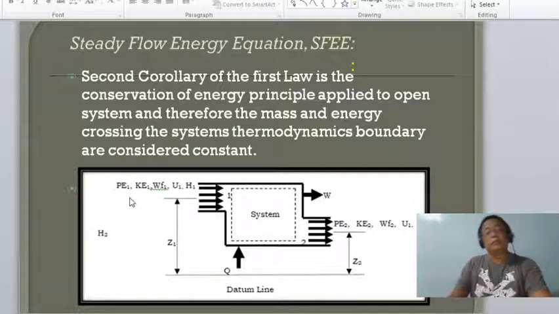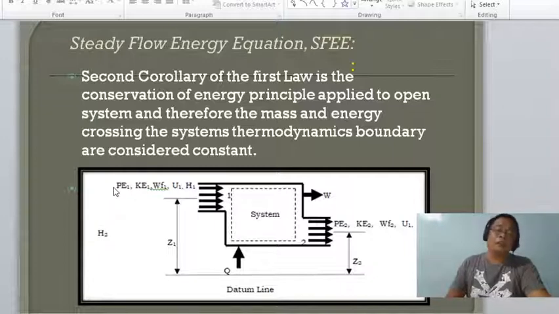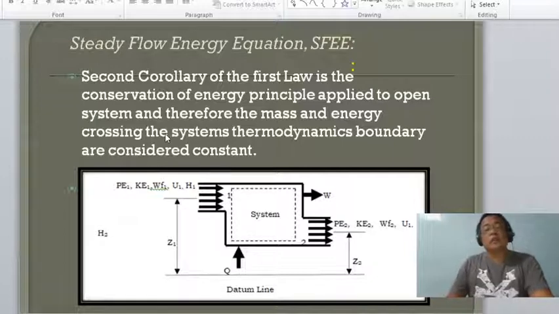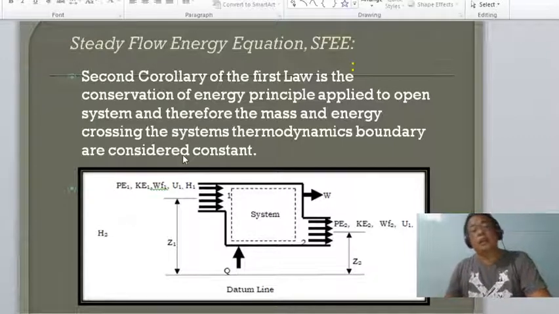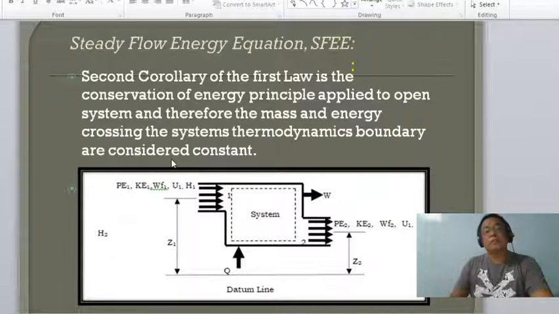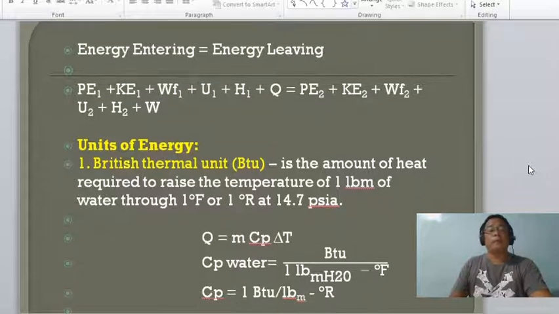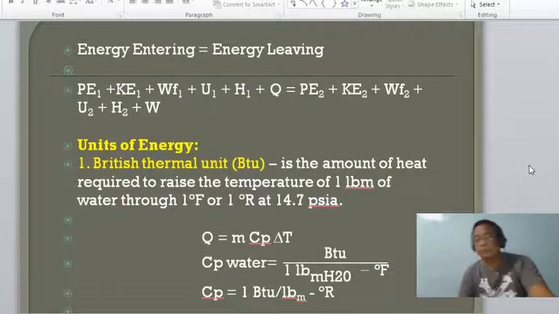Take note that the consideration of heat and work here are positive. If Q is toward the system, or heat is toward the system, heat is positive. And if work is coming from the system, the work is considered positive. Okay? So, let us now proceed to the equation.